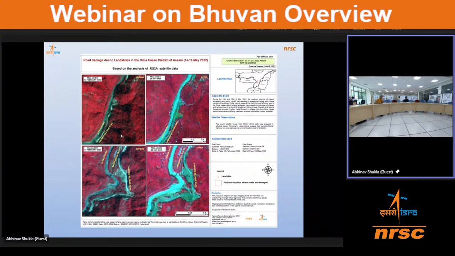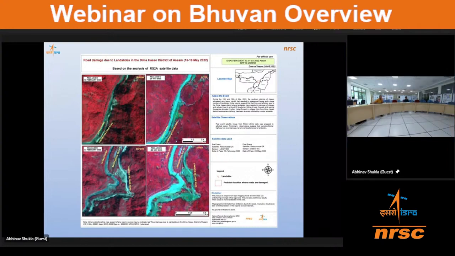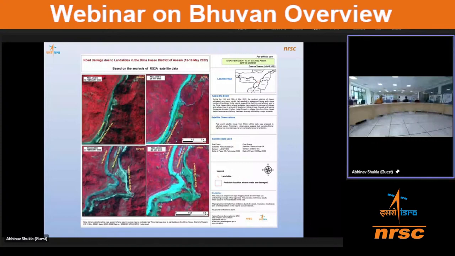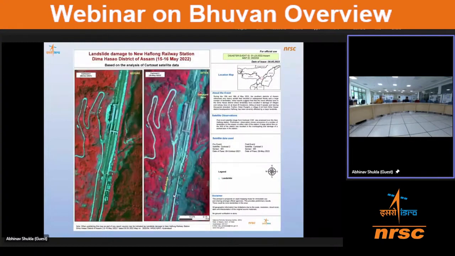This is Dima Hasao district of Assam, in the North Cachar Hills, where recently some major floods happened. And due to this extreme precipitation, it led to landslides as well. It was during May, and it was in the news as well. You would see that all the areas where the landslides have happened were automatically mapped. And they were also sent to the concerned agency to understand the overall impact. Because this covers multiple kilometers of data, while being at one place, you will be able to address the overall impact of this kind of cyclones, this kind of landslides that have happened over an area.